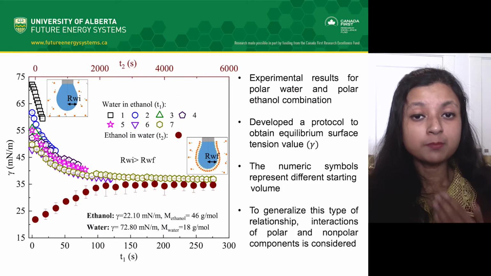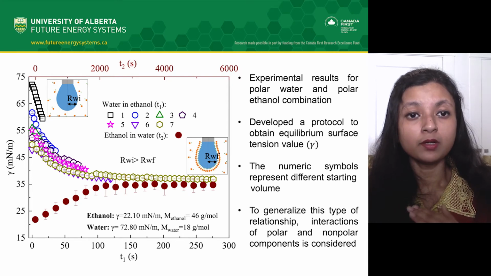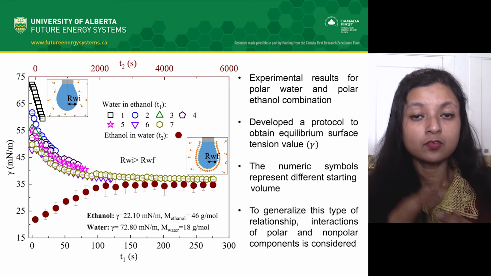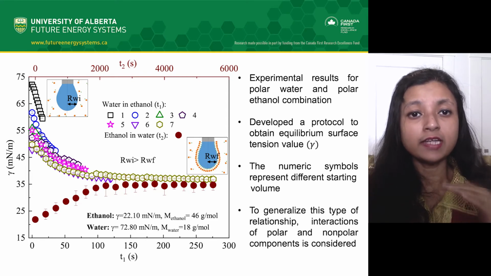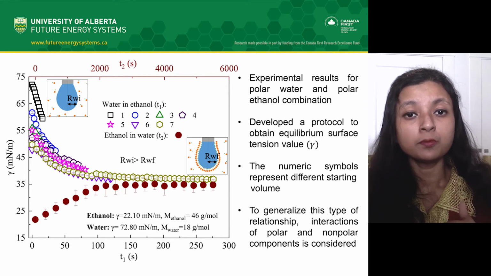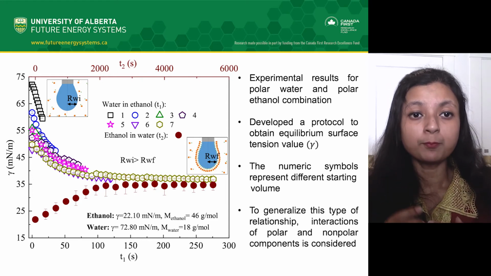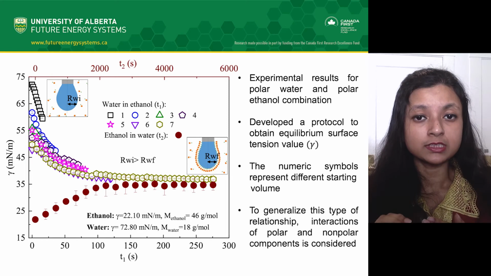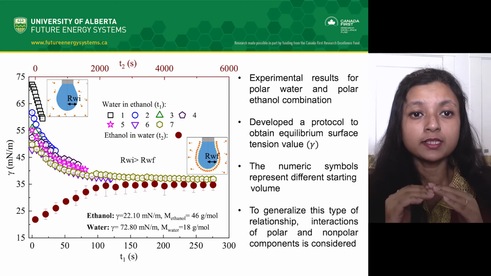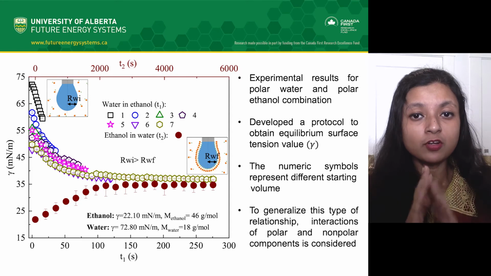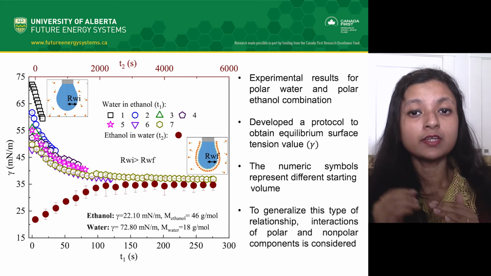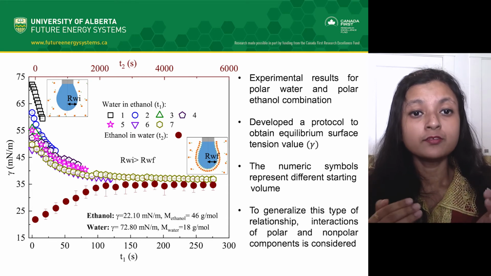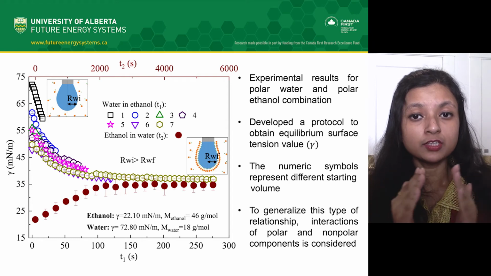First of all, experiments were conducted using a polar-polar liquid-vapor combination, that is, water and ethanol. As ethanol is very volatile, reaching an equilibrium value of surface tension is very difficult, as the drop falls off before attaining stability. Thus, a protocol is developed for measuring surface tension for such cases by conducting experiments with different starting volumes. The validity of the experimental procedure is ensured when the case of ethanol drop in water vapor reached a similar value, showing a converging result.